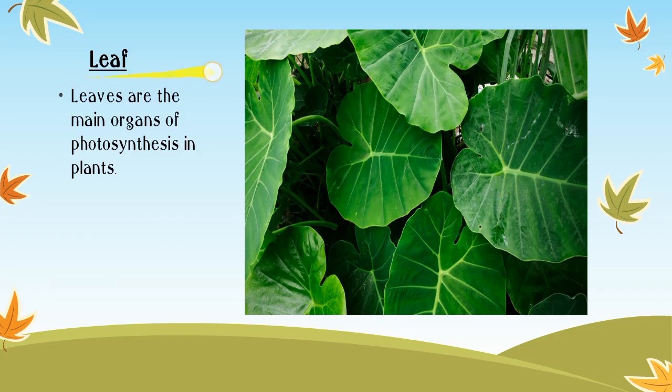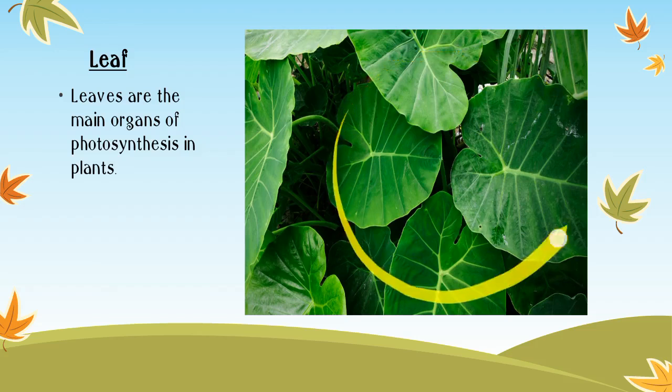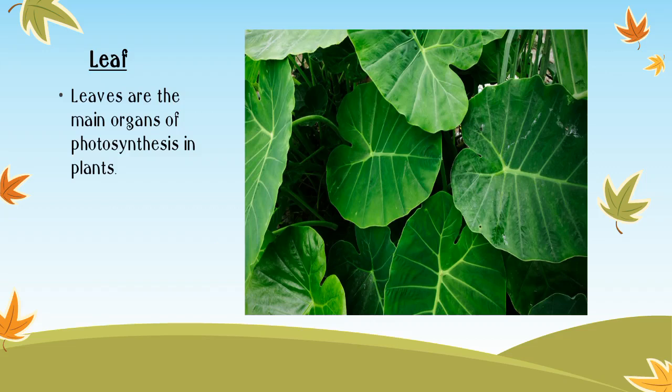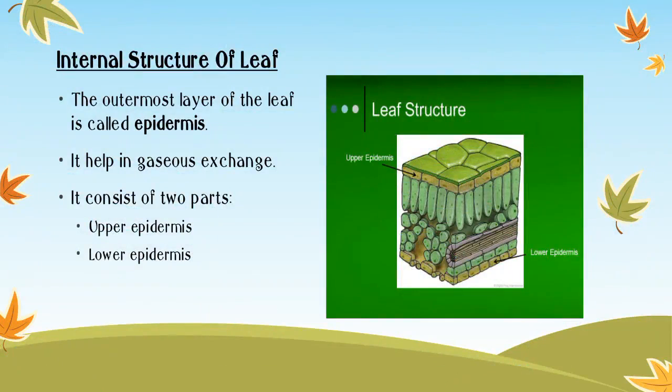So leaves are the main organs of photosynthesis in plants. As I have already told you, the main organ of the plant which is involved in the process of photosynthesis is the leaf. Here you can see in the diagram, these are the leaves. You have all seen different shapes of leaves around you. You can also observe them in your daily life. So now we are going to discuss the internal structure of a leaf.